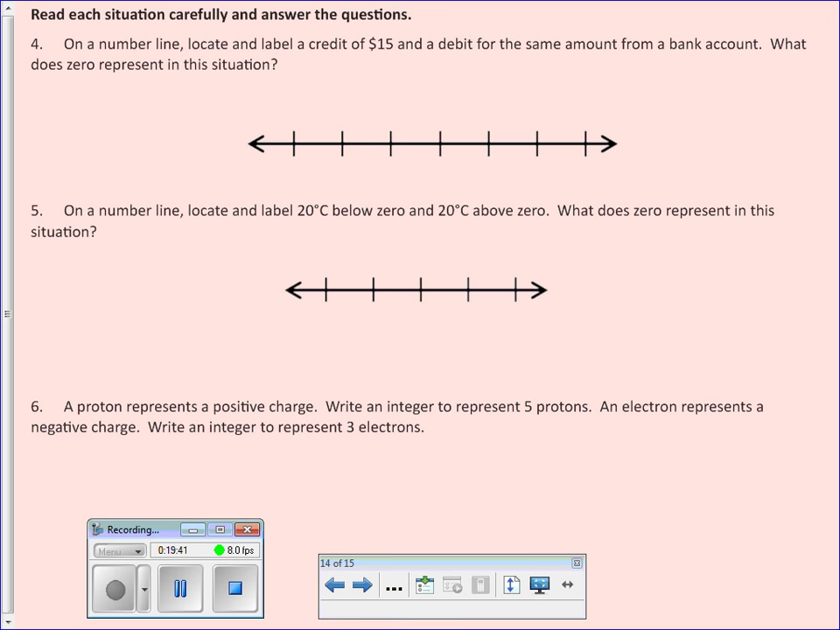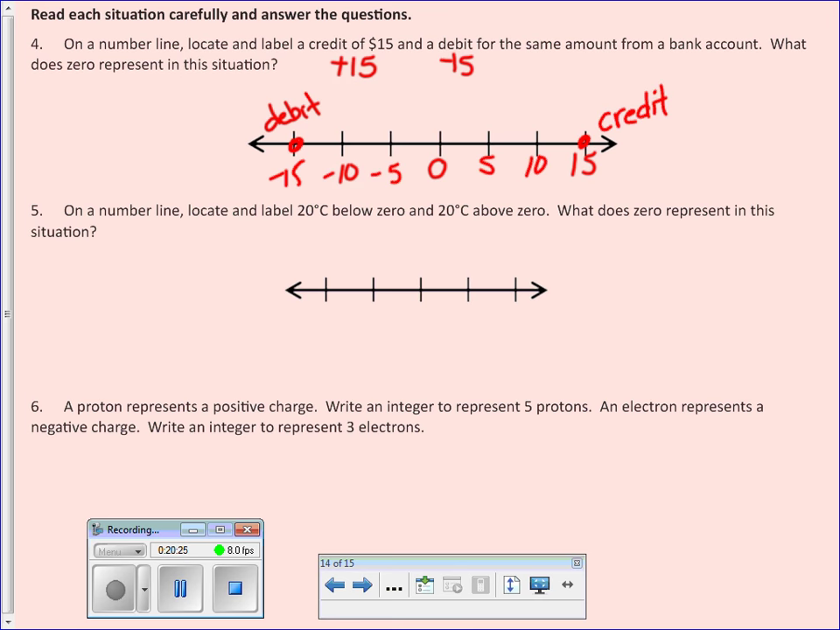So, a credit of $15. Would that be a positive or a negative? So that would be a positive 15. What would a debit of the same amount be? Negative 15. So I can start with 0. What scale should I use? Let's go with 5s. 5, 10, 15, -5, -10, -15. So this represents my debit.